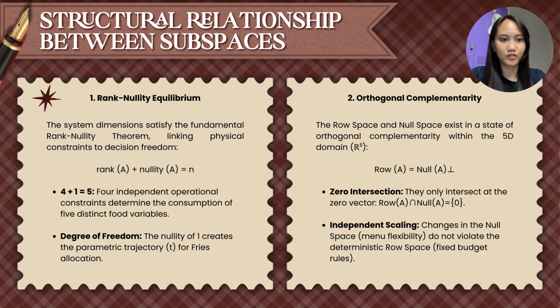Why does this matter to our event committee? It provides independent scaling. It means any change we make within the null space to shift our menu flexibility will never violate or break the deterministic row space, which holds our fixed budget and attendance rules. We can safely adjust our food combination along this path, knowing our RM3,000 budget and guest satisfaction remain perfectly safe.